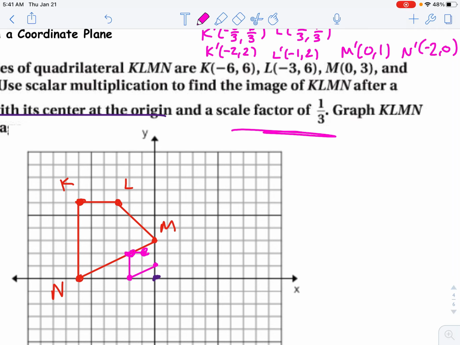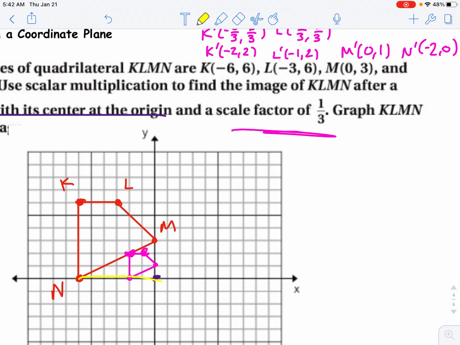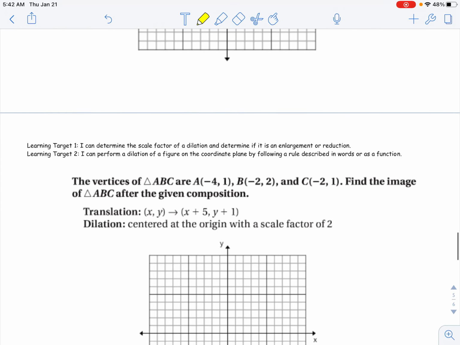But that's what it looks like. And just to emphasize how it's centered at the origin, again, let's do yellow so it's not standing out too much. But I can go through all these points. K and K prime are collinear. L and L prime are collinear. And they all stretch back to the origin. So it's like the origin is where you're stretching from. Alright, cool. Some coordinate geometry, gotta love it.